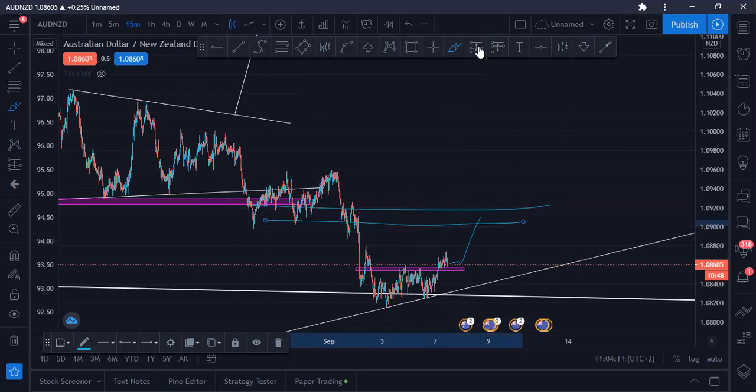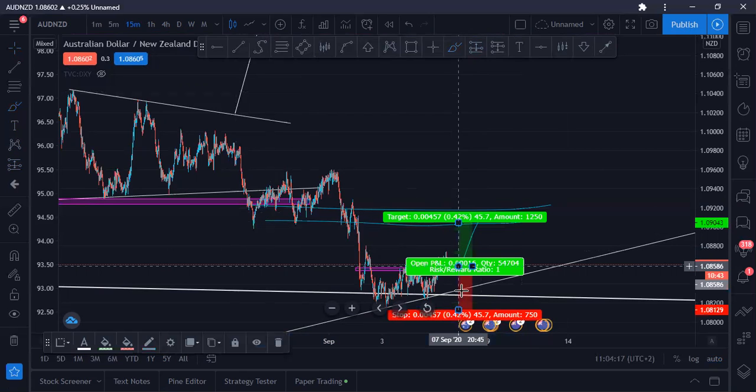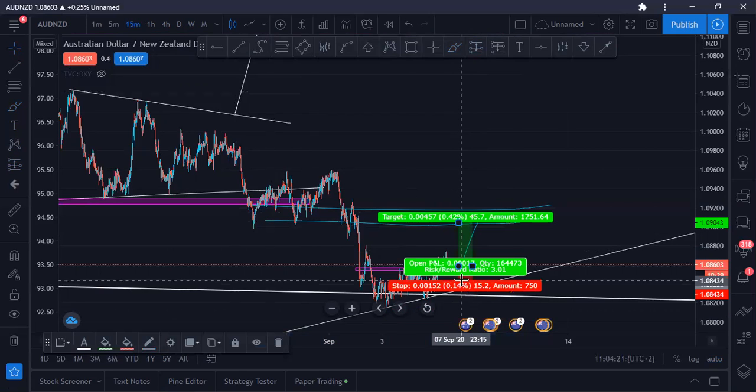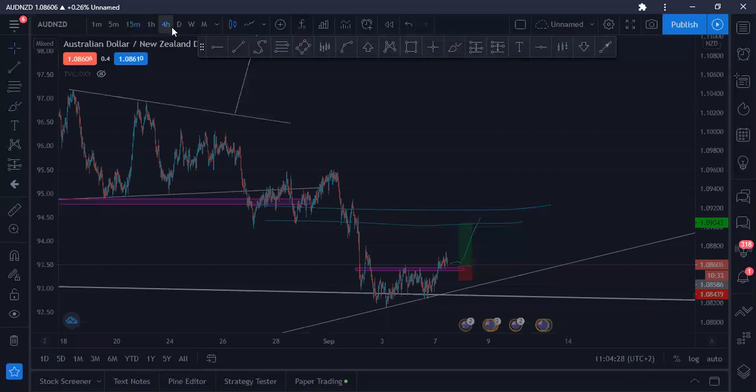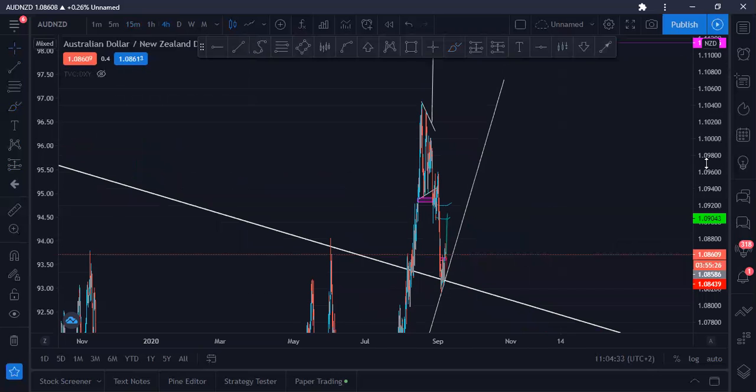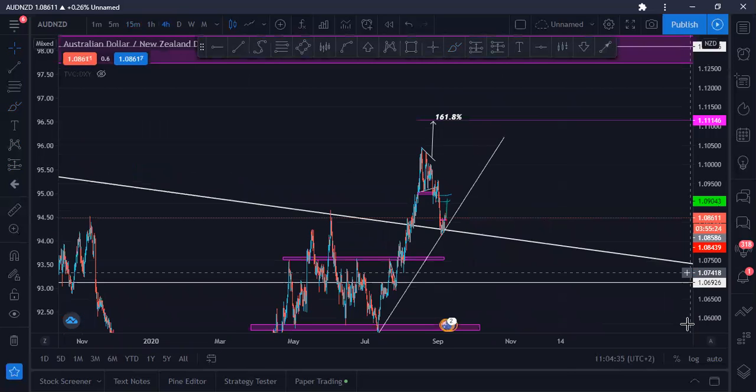So let's keep our eye on this trade, and this is on the 15 minutes. If we look at it on the 4 hour, we'll probably see something quite similar. Okay, that's a 1 to 3 trade. So let's look at it on the 4 hour time frame and see what's actually happening. So this could be a nice trade.